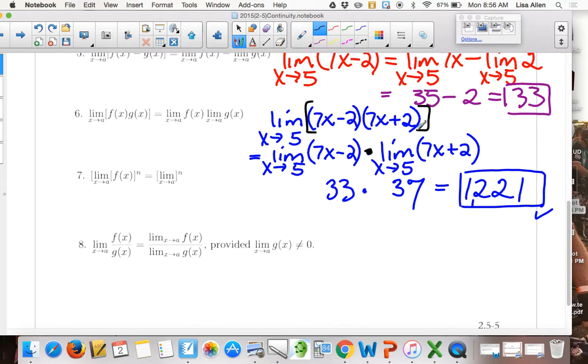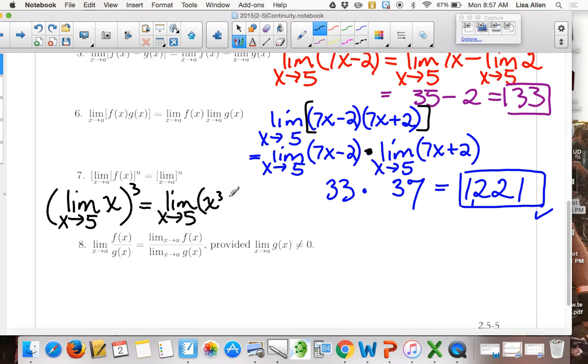Then for number 7, if I have the limit as x approaches 5 of x cubed, then you can say the limit as x approaches 5, since you've got to take it around the whole argument, of just x cubed. We can clearly see that that's 125 by doing a direct substitution, or 5 cubed.